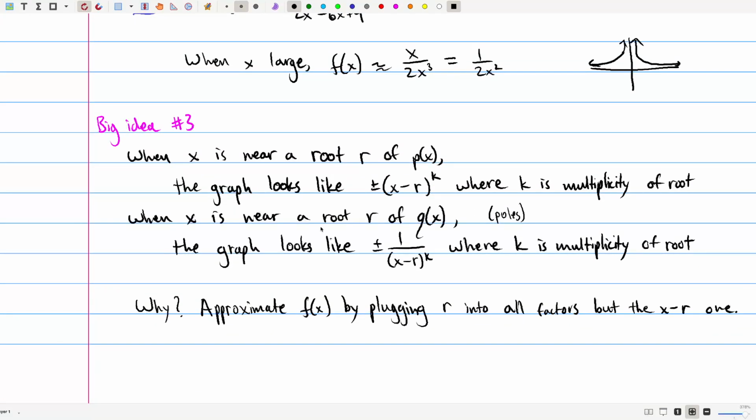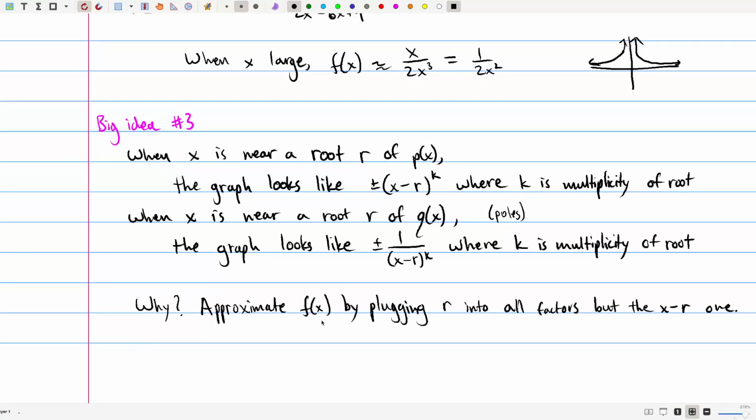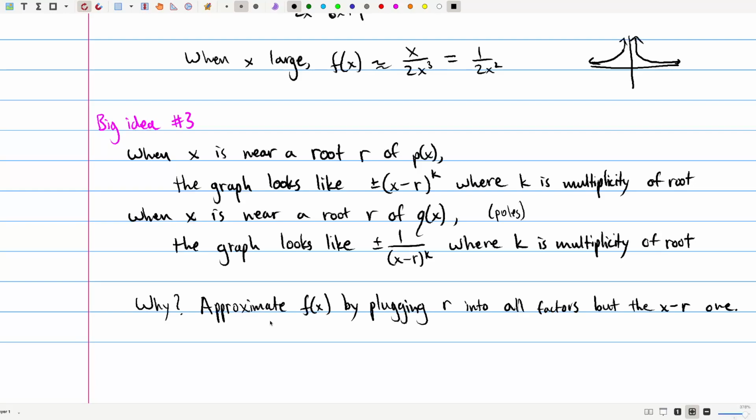So why is this the case? I'm going to abbreviate the details here. It's just like in the previous video, where we can approximate f of x near a root of p of x, or a pole, by plugging r into all of the factors except for the x minus r factor, and that gives us a good enough approximation near r. And then from there we see that it's one of these two cases with some coefficient out front, which could be any non-zero coefficient.